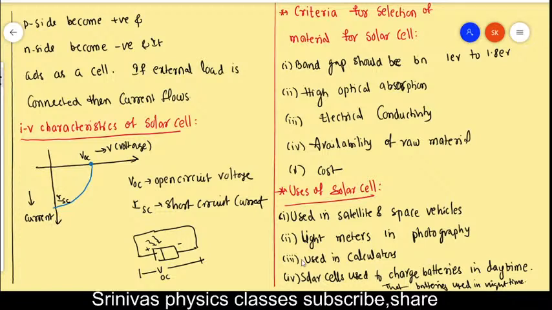What are the uses of the solar cell? Solar cells are used in solar panels. Nowadays we are using solar energy. A solar panel is a combination, a group of solar cells. They are used in satellites and space vehicles, in light meters in photography, and in calculators. Solar cells are used to charge batteries in the daytime, and those batteries are used at night. These are the uses of the solar cell.